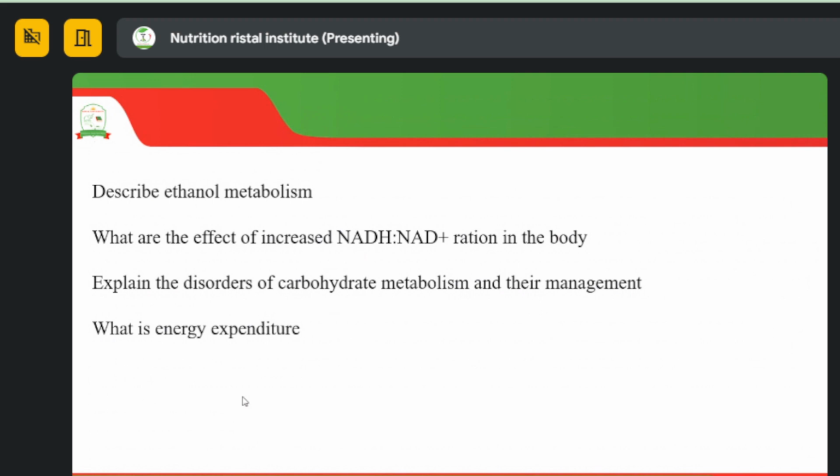Right at the end of this lecture, hopefully you'll be able to describe ethanol metabolism. You'll be able to explain the effect of an increased reduced NAD to oxidized NAD ratio in the body. And then you'll explain the disorders of carbohydrate metabolism and their management. You'll be able to tell us what energy expenditure is.